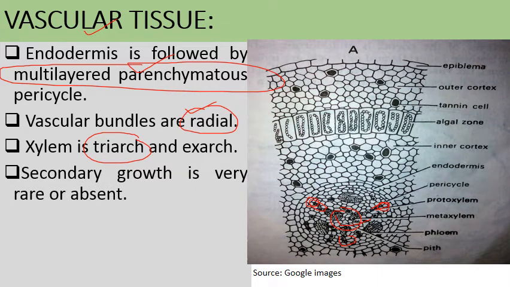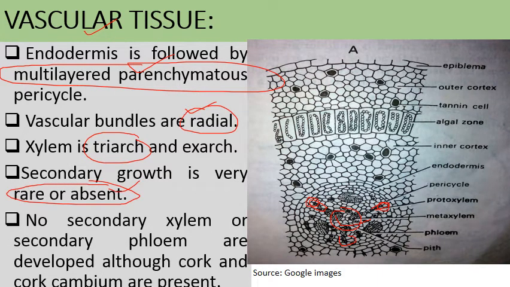Secondary growth is rare or absent here. No secondary xylem or secondary phloem is developed, although cork cambium is present. Interfascicular cambium is not formed, but cork cambium is formed, that results in the formation of the periderm.